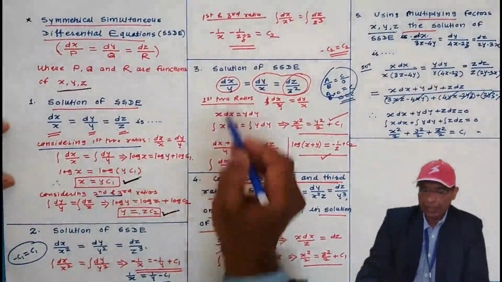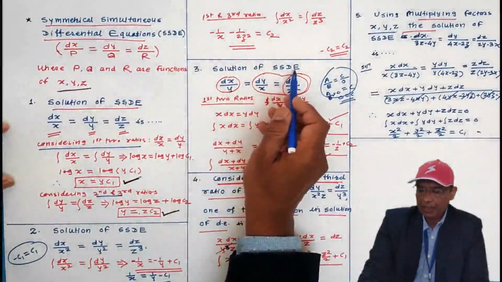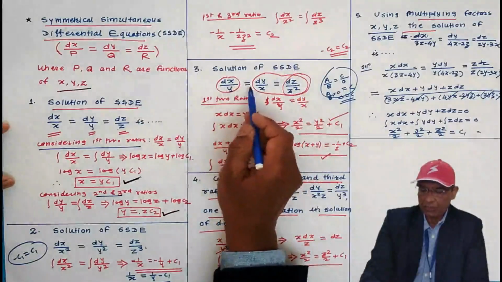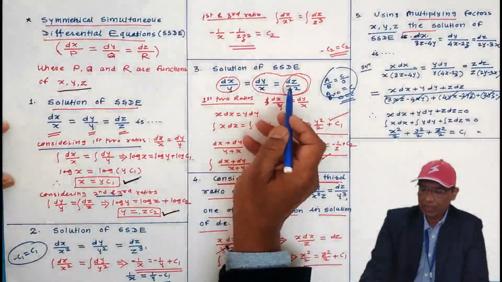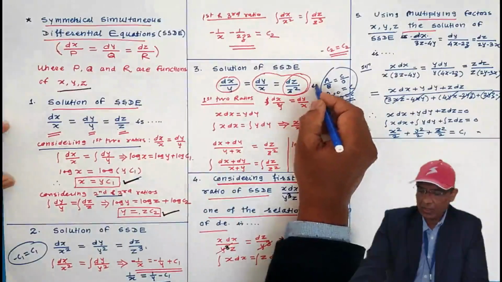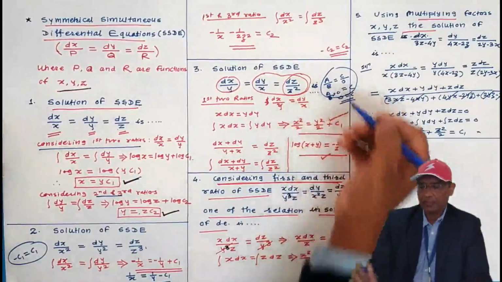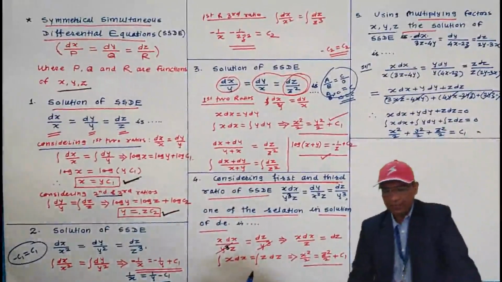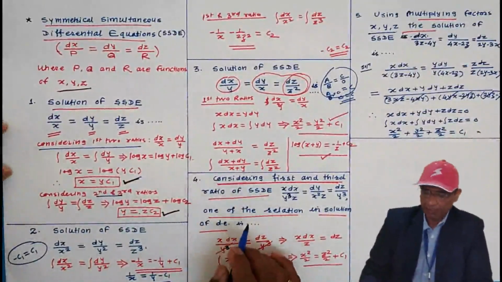The same problem again. Solution of symmetrical simultaneous differential equation dx by y equal to dy by x equal to dz by z square is dash. Options will be given to you. Options I am not writing to save the time.